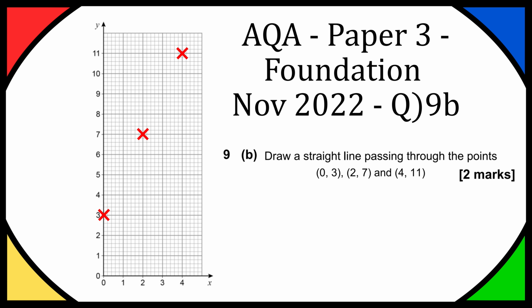All you need to do is line up your ruler with these 3 points. Make sure the line goes through the middle of all the 3 points, and then just draw it, and that should give you a straight line passing through all the points. Once you've done that, that will be the final answer, and that should get you the 2 marks.